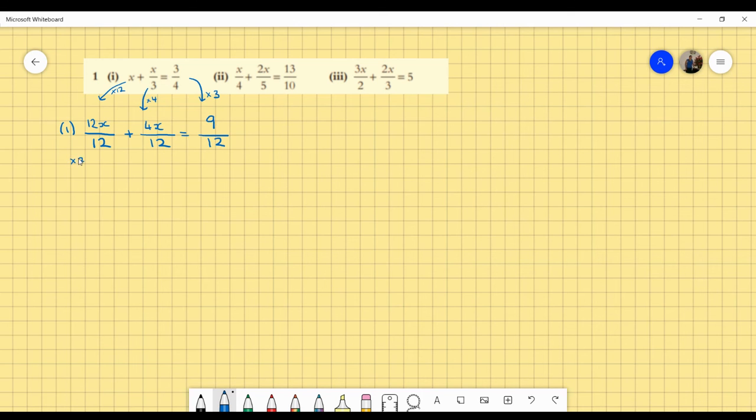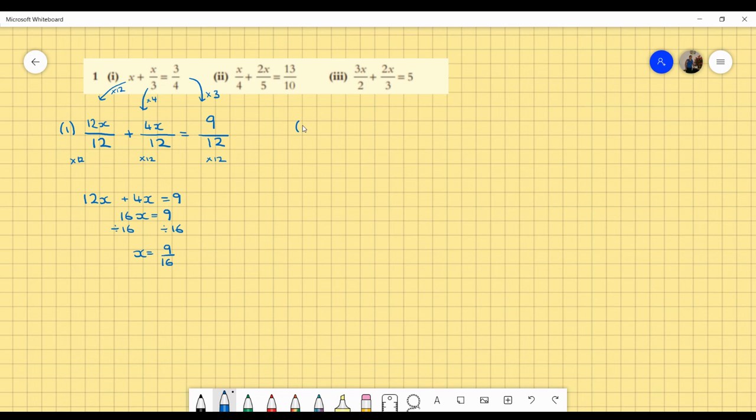Then technically I can multiply everything through by 12, and that will just eliminate the denominators. So I'll end up with 12x plus 4x equals 9. And then if I simplify that, I'll have 16x equals 9. And then divide both sides by 16. And you'll end up with x equals 9 over 16, which you want to leave in fraction form.